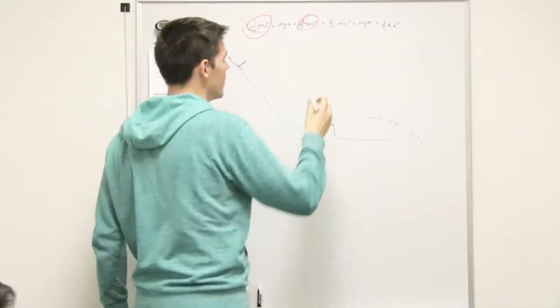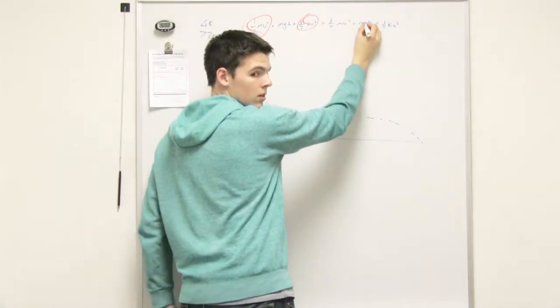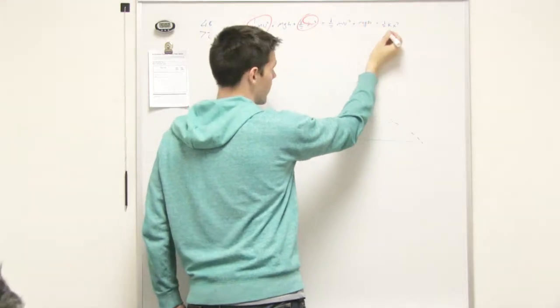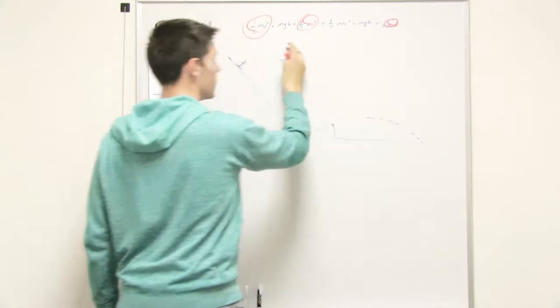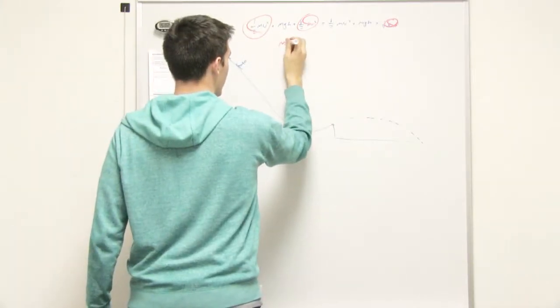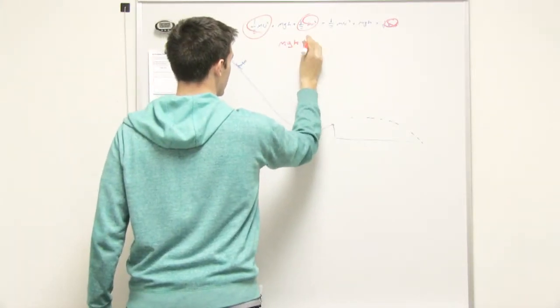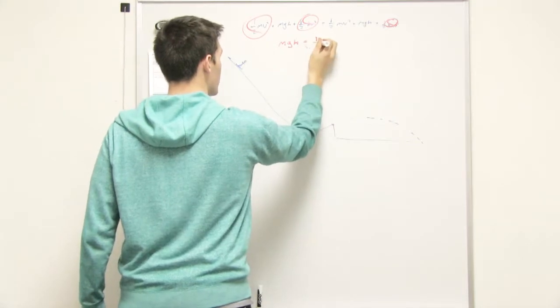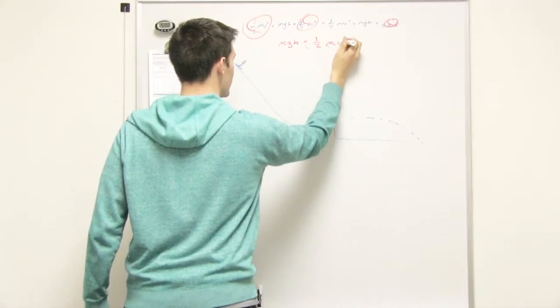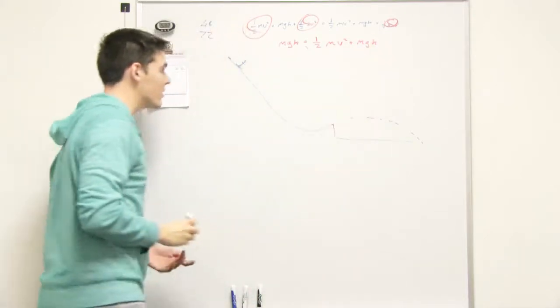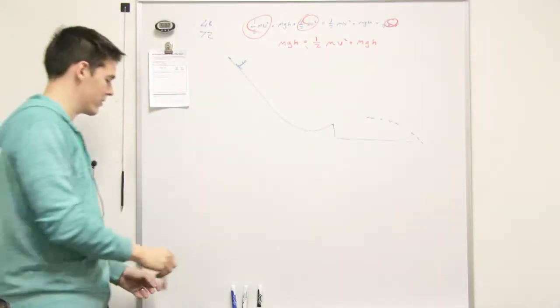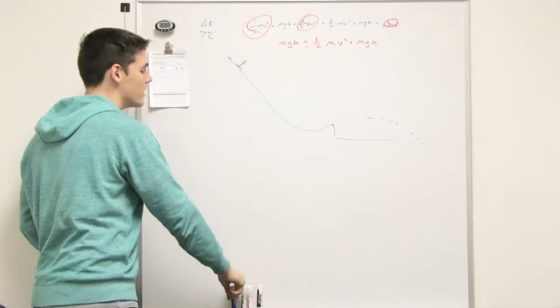Potential? Yes. Okay. Spring? No spring. Awesome. So this becomes our new energy equation. mgh is equal to 1/2 mv squared plus mgh. Look at that, you guys. So much simpler. It is very nice.